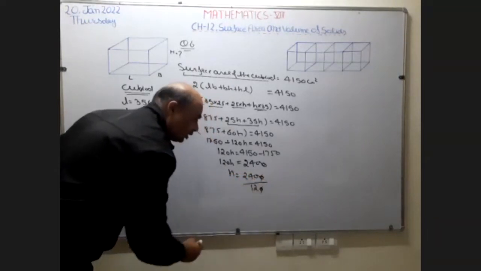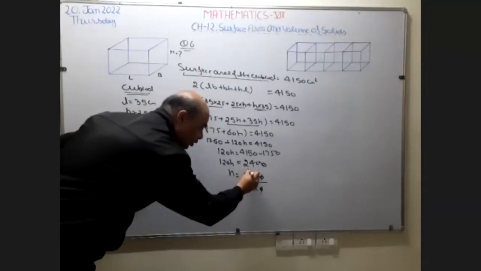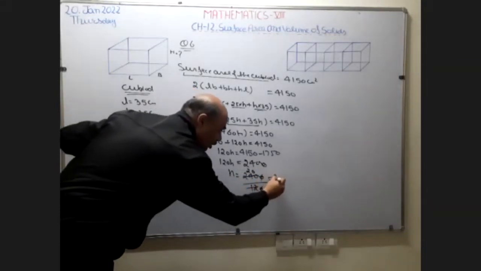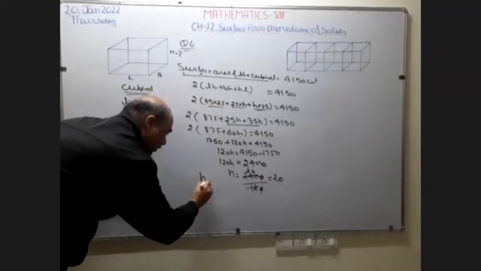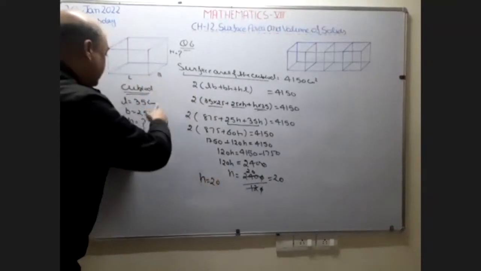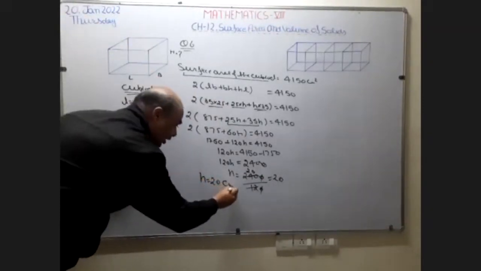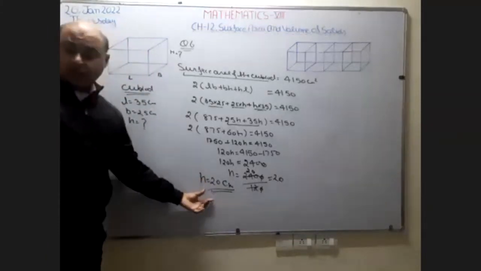So this 0 is going to cancel. Multiply 2 by 10, the 24 becomes 20. So this is equal to 20. This means the height of this cuboid becomes 20 centimeter. I hope it is clear now.